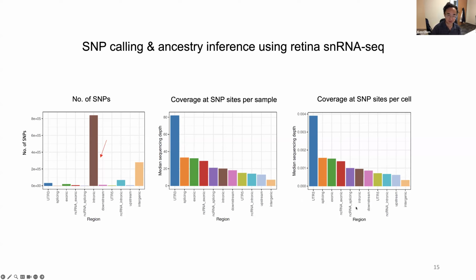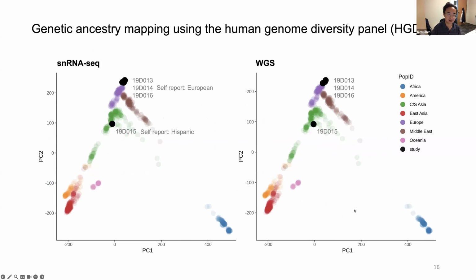So this gives us a lot of SNPs to map the samples back to their ancestral locations through principal component analysis using the HGDP SNP data sets, a population diversity panel, as a reference. As you can see, we can confidently map 3 of the samples back to European origin and 1 of the samples back to Hispanic origin. This is self-reported Hispanic as well, so this makes complete sense.